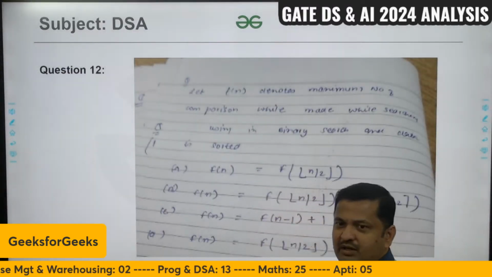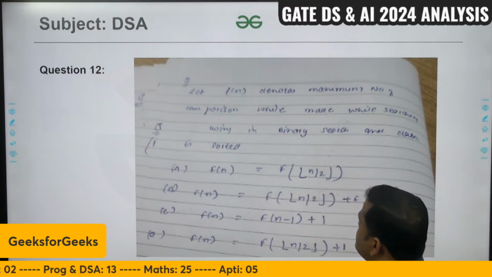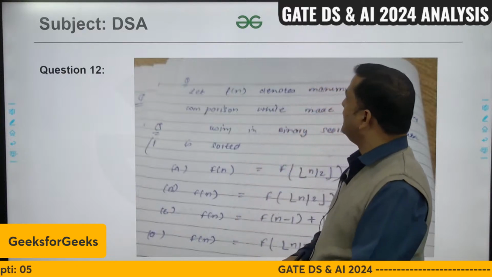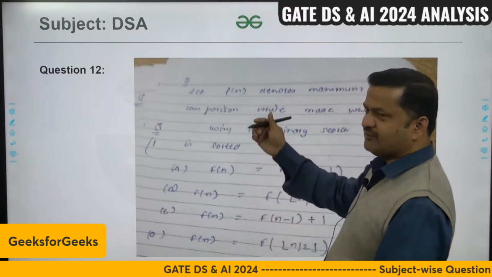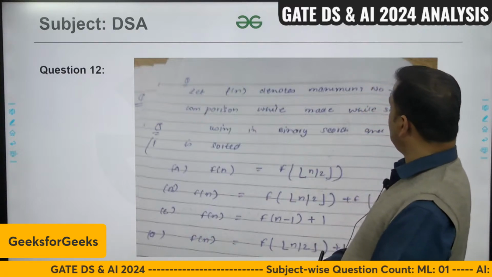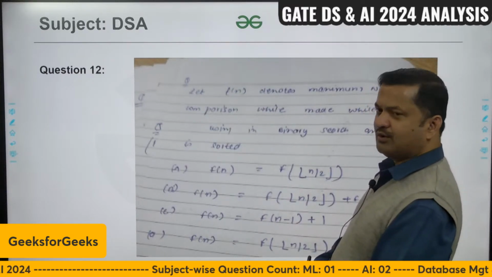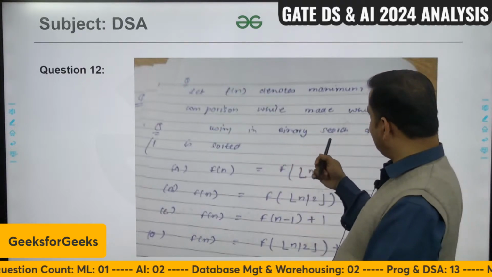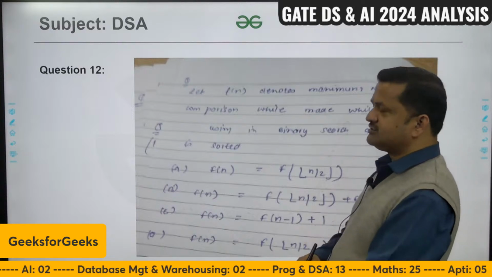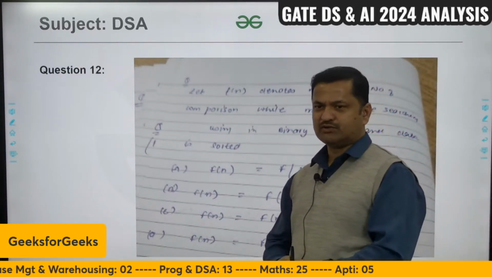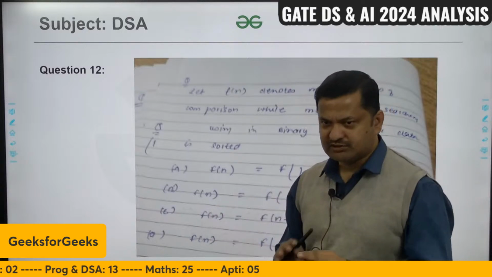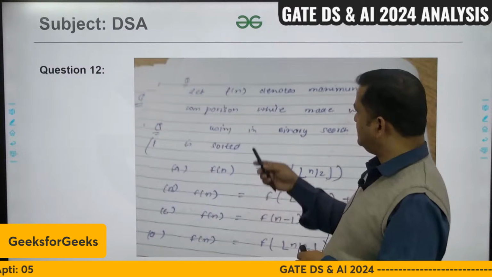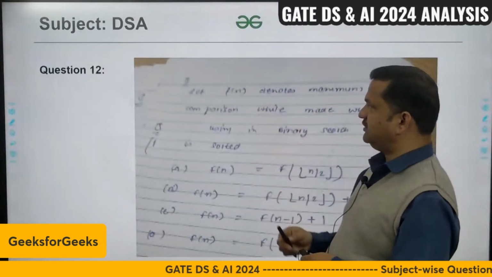Just look at this. Since it is shared in a written page, I guess it is not visible to you, so I'm just going to read this particular question for you. Let f(n) be a function denoting the maximum number of comparisons while searching using binary search over a sequence which is already sorted. So you have been given a sorted sequence and you have to apply binary search, and f(n) denotes the maximum number of comparisons to find that particular element.